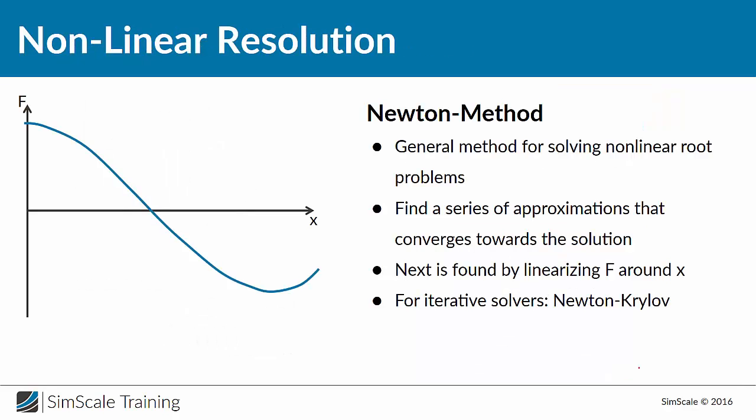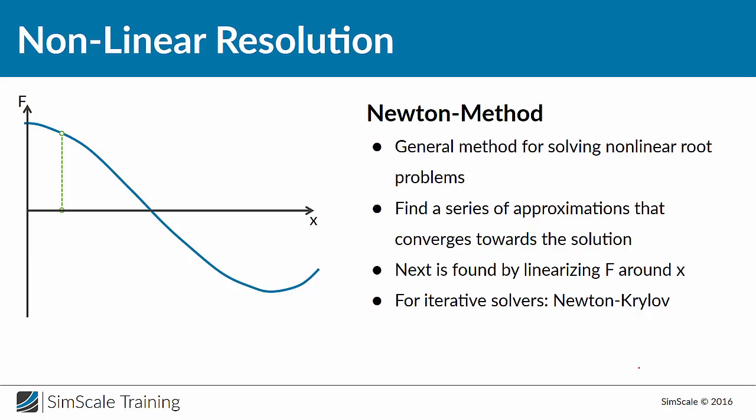And now we come to the final part of numerics, the nonlinear resolution. As you know, everywhere we have nonlinearity, we have to resolve it somehow. And you might remember at the beginning of the last session we talked about geometrical nonlinearities, and to calculate especially them we need a nonlinear solver, and at SimScale therefore we use the Newton method. The Newton method is a general method for solving nonlinear root problems. I think you learned it at school, maybe if you studied engineering or something related. And basically what it does, it finds a series of approximations that converge towards the solution of our nonlinear equation.